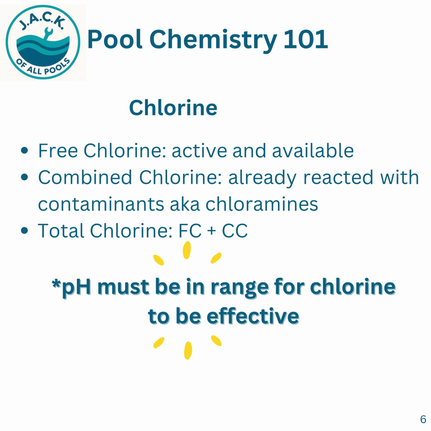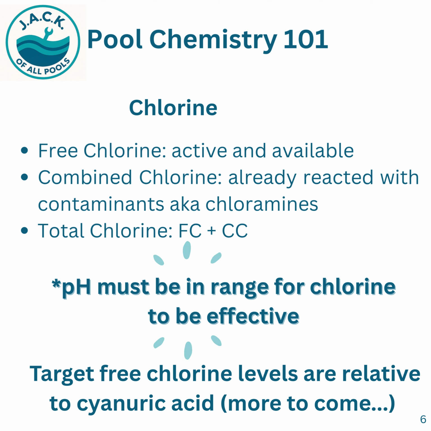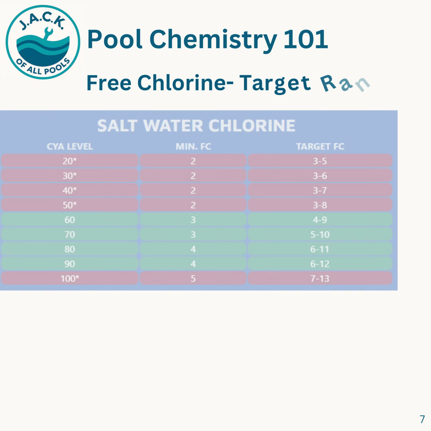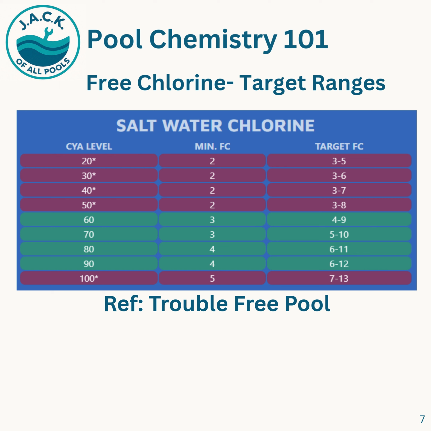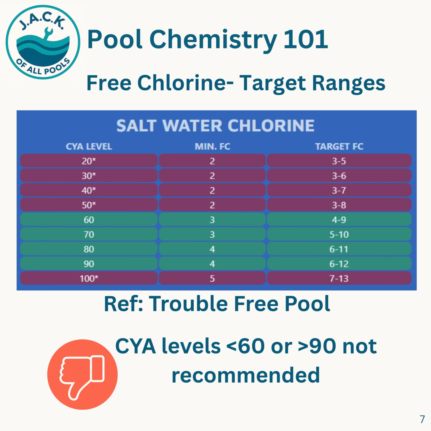Here's the catch. Chlorine can't do its job well if the pH is off. If pH is too high or too low, chlorine becomes less effective even if it's in the water. There is also another important relationship with chlorine, and that is cyanuric acid, or CYA. Cyanuric acid helps keep chlorine in your pool, and we will talk more about that in more detail soon. But keep in mind that there isn't a set target for free chlorine, but rather it's relative to your CYA level. For saltwater pools, the target free chlorine levels are shown in the table here. Remember, those targets are relative to your cyanuric acid level. You'll notice that CYA levels below 60 and above 90 are not recommended.